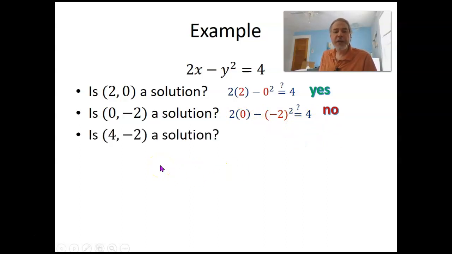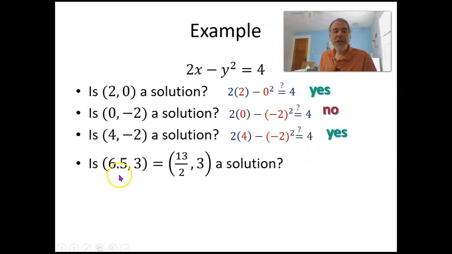What about (4, -2)? Is that a solution? Well, 2 times 4 is 8, minus -2 squared, which is 4. 8 minus 4 is equal to 4, so yes. What about (6.5, 3)? That is where x is 6.5, or 13 over 2, and y is 3. Well, if we put those numbers in, 2 times 13 over 2 would just be 13. 3 squared would be 9, and 13 minus 9 is equal to 4. So yes.